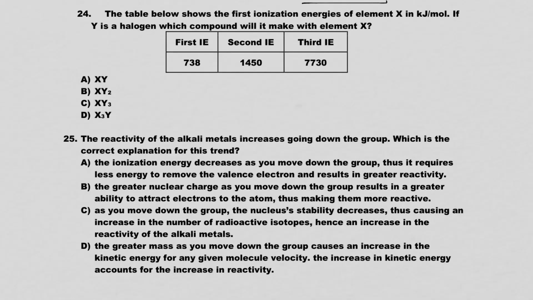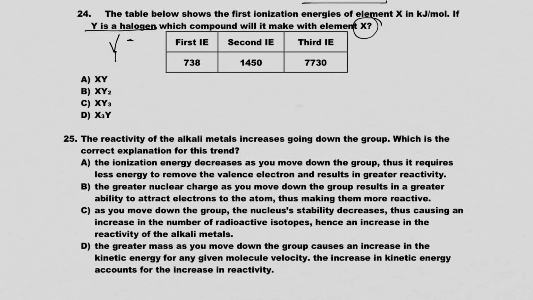All right, 24. The table below shows the first ionization energies of an element X in kilojoules per mole. If Y is a halogen, which compound will it make with element X? I've got to figure out from these ionization energies what's the charge of element X. Knowing Y is a halogen tells me that Y has a -1 charge. That's how we write formulas, by balancing charges.